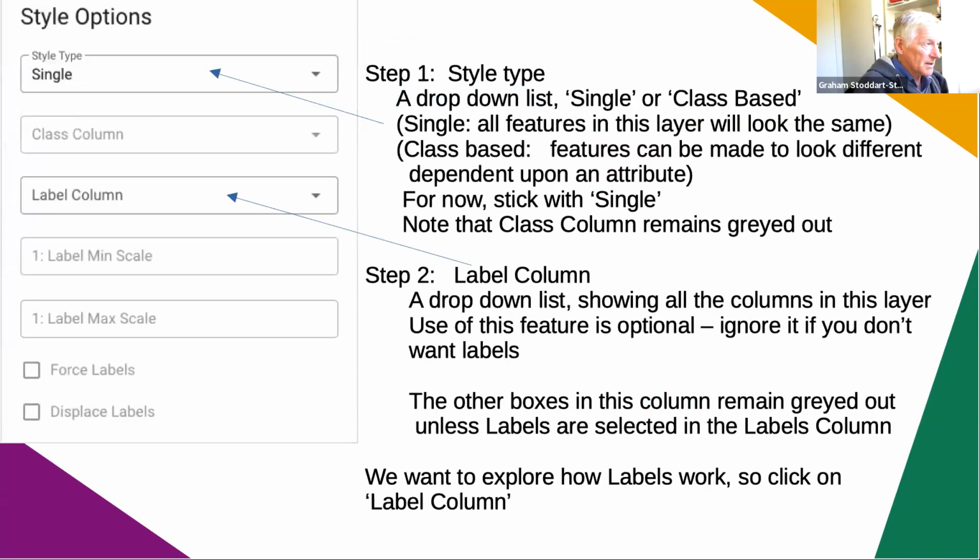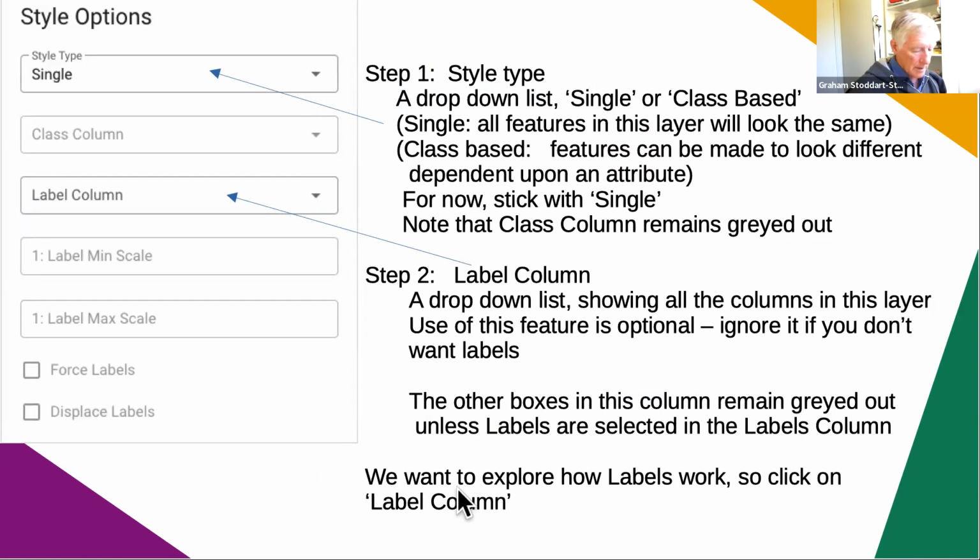So the first item is the choice between single or class-based. Leave it at single for the moment, and then we'll come back and change it to class-based later. The second field, class column, depends upon the first one, so you ignore that. The label column is very straightforward. You're just going to drop down and say, which column do you want to use as the label? And if you don't use labels, just ignore it. The other options down below, we'll talk about when we start using labels.